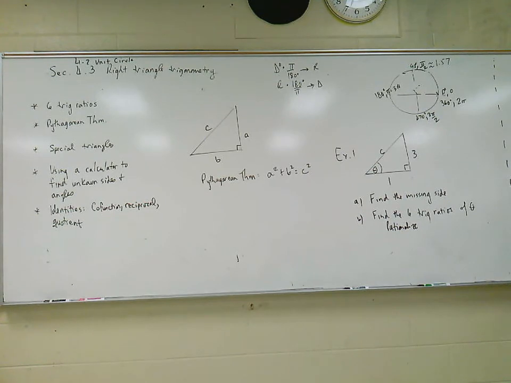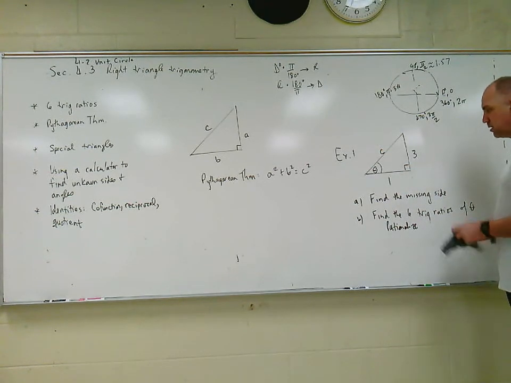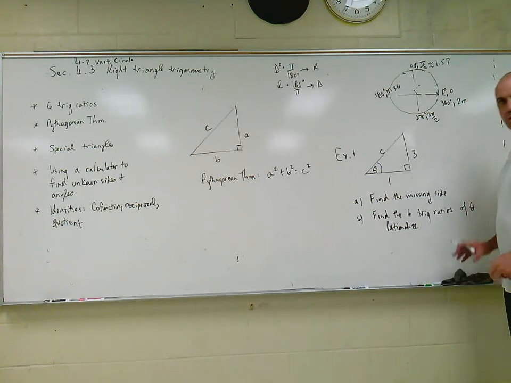Okay, so go ahead. Now, how are you going to find C? You're just going to use Pythagorean Theorem. So make sure you can get C first. Find C, because we need this. Otherwise, I can't do opposite over hypotenuse. All right, get your C, and then work the problem, okay? Find the 6 trig ratios. Go ahead.